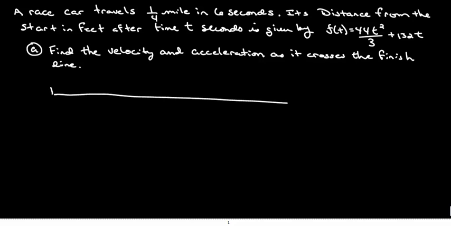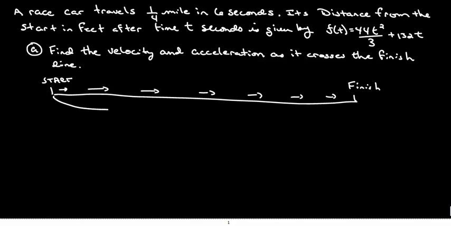Okay, here's the long track. Okay, and here's the finish. So the vehicle starts here, and then it takes off down this track. Okay, and the total length of the track is 1/4 of a mile.